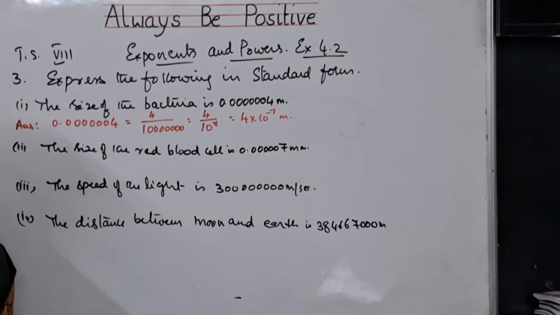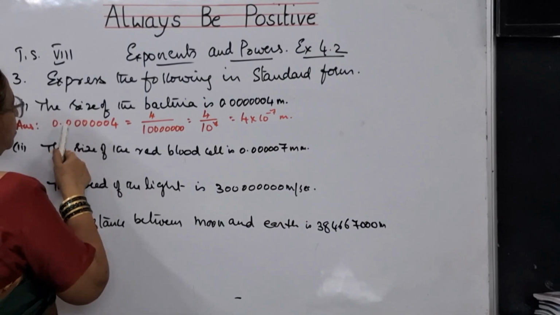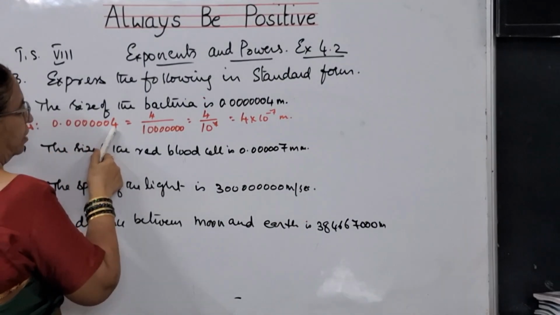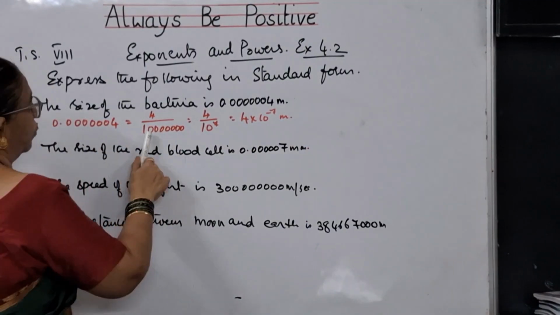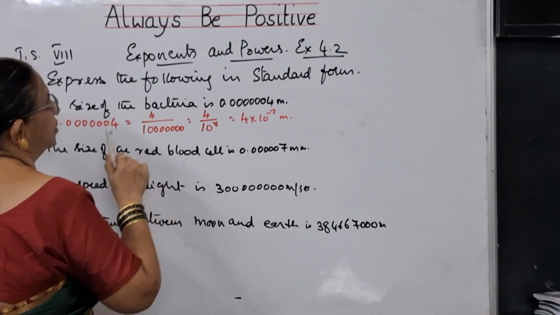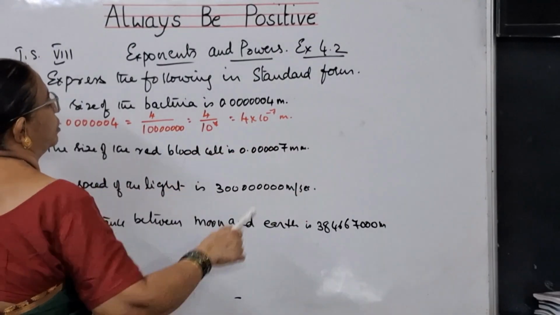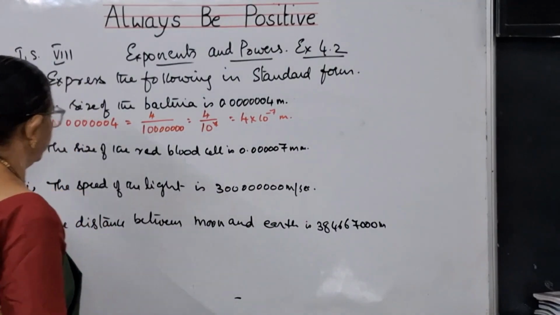So I hope I am clear children, because you have to count how many digits are there after the decimal, the number of digits: 1, 2, 3, 4, 5, 6, 7. So you have to keep 7 zeros. That means 10 to the power of 7. When this goes to the numerator, the sign of the power will be changed.